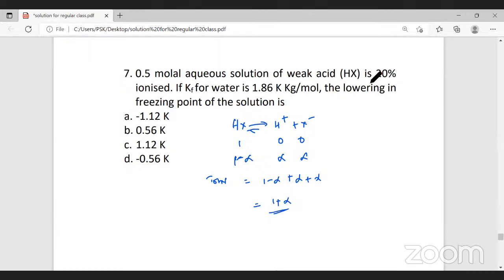So they have given in the question 20% ionized. Now, when I say 20% ionized or dissociated, same thing, it means alpha is 0.2. Percentage 20 by 100 will be 0.2. So 1 plus 0.2, that is 1.2. Do you understand how to calculate this?